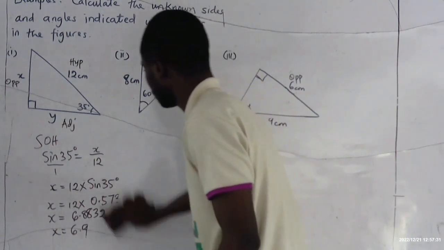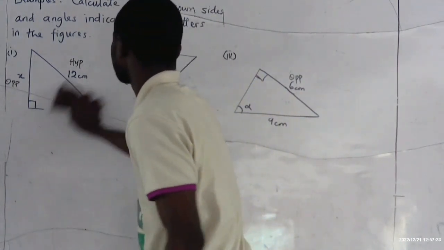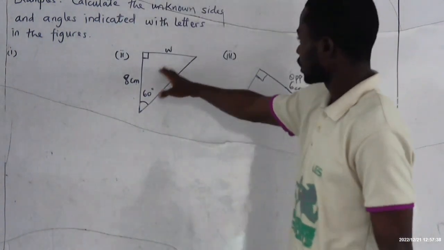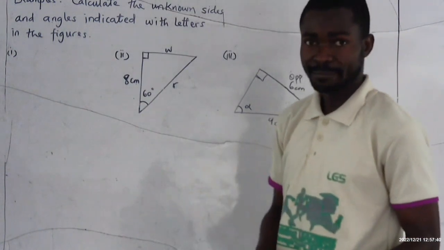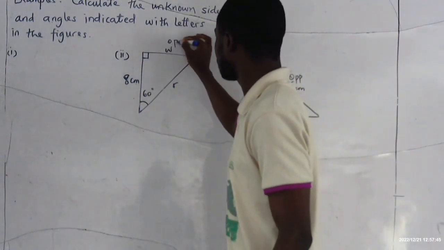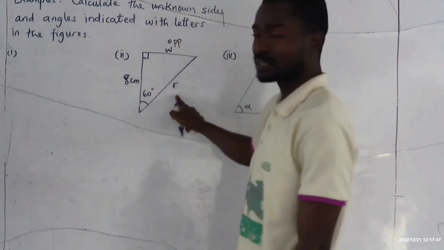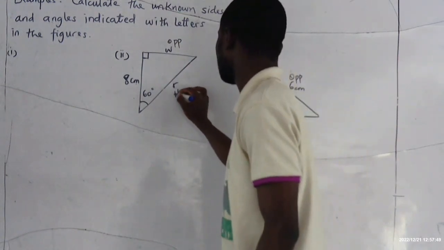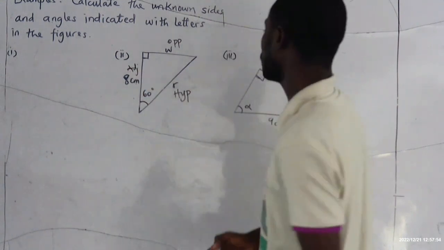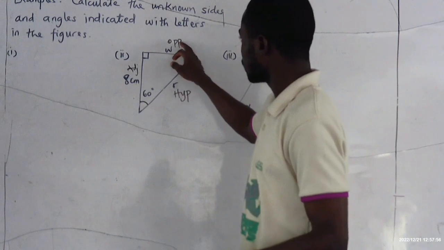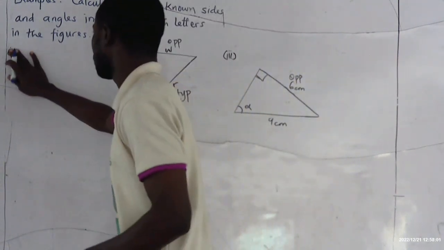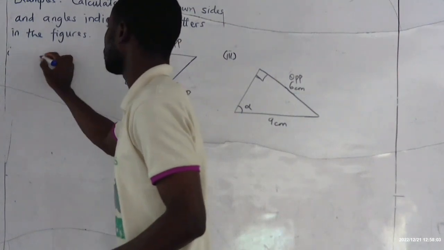Let me erase this. So in the next question, you notice, again, we have the right-angled triangle. So we start by naming the sides of the right-angled triangle. 60 degrees facing W, W is opposite. And then 90 degrees facing R, so R is hypotenuse. And lastly, we have adjacent. So if I want to calculate W, W is on opposite, this is adjacent. OA. So I have OA, and then T should complete it.